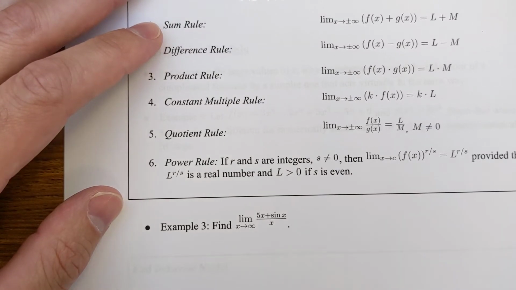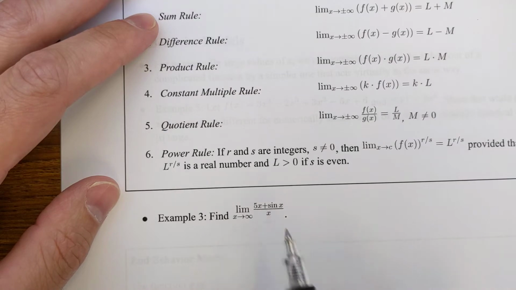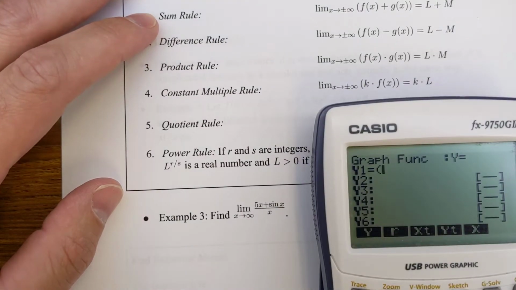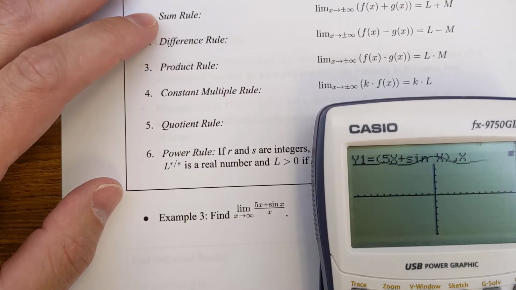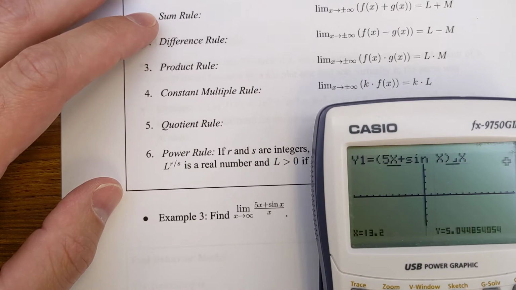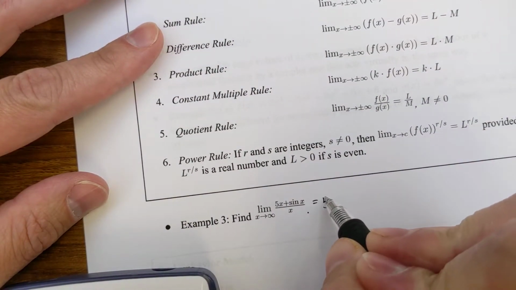Okay, example 3 here: find the limit as you approach infinity of 5x plus sine x, all over x. For infinite limits, a lot of times it's easiest just to use the graph, to be honest. So let's look at the graph. 5x plus sine x over x. Draw the graph. Looks like that. If you notice, it's way up there. So we'll trace it. You can see the y values bouncing back and forth. It looks like it's leveling off at about 5. So this is just equal to 5.